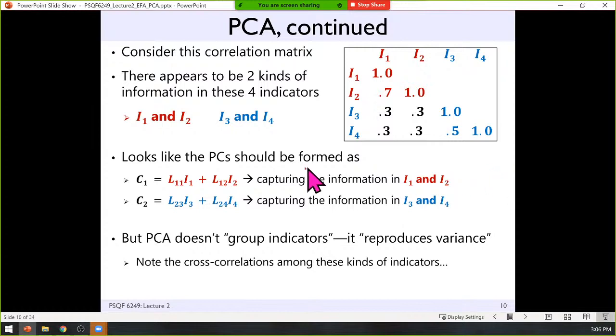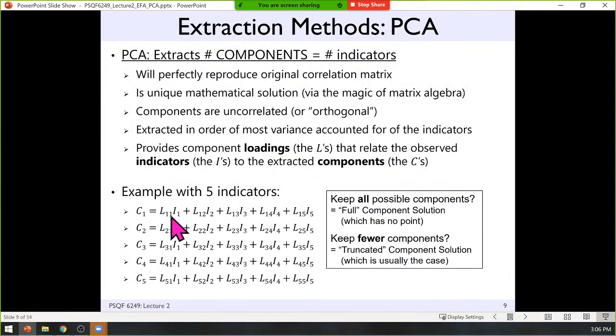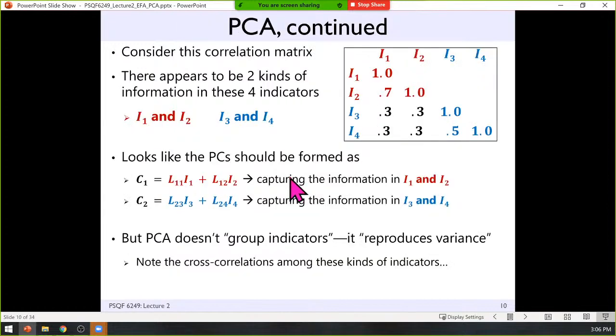Question, loadings. The question was, what do loadings mean here? They're weights. How much of indicator 1 do I need to put into component 1? How much of indicator 2 do I need to put into component 1? And the weights are being estimated as part of the process. Thanks for the question.